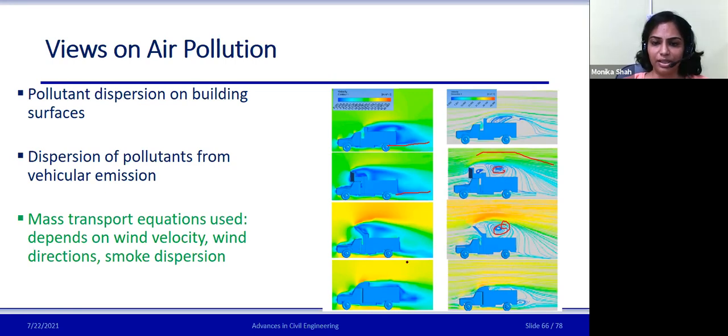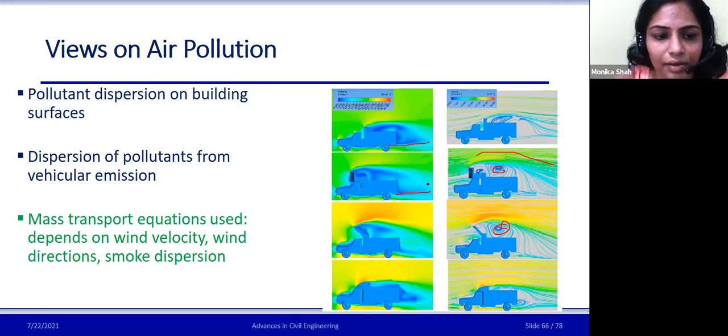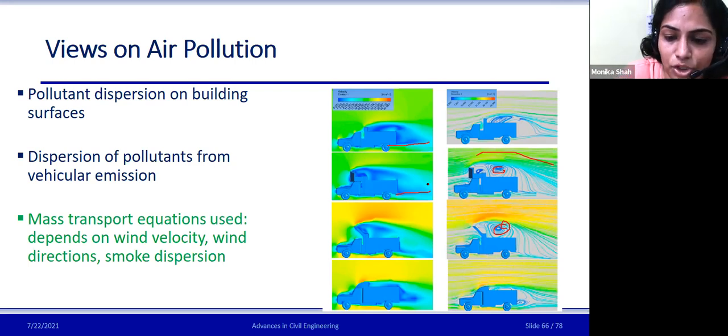So in these different conditions, how the pollutants are mixed with the atmospheric air, such kind of pollution dispersions on the buildings, on the surfaces, from the vehicles, such kind of things are also going to be found by the mass transport equations. These mass transport equations mainly depend on the wind velocity, wind direction, and the smoke dispersions. All other parameters combined together make the mass transport equation, which also has some diffusion parameters available. And that is how we are going to solve the air-based pollution.